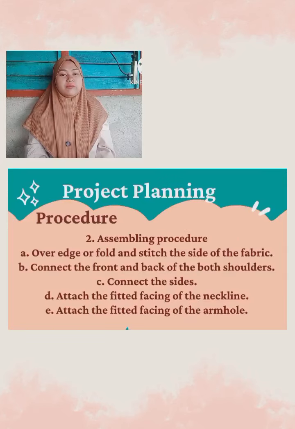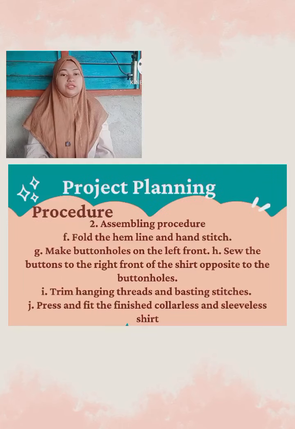So the next is the assembling procedure. Overcast, edge or fold and stitch the side of the fabric. This is where we put it in the sewing machine to stitch it, okay? Connect the front and back of both shoulders. Connect the sides, attach the fitted facing of the neckline, attach the fitted facing of the armhole. And then fold the hemlines and hand stitch.